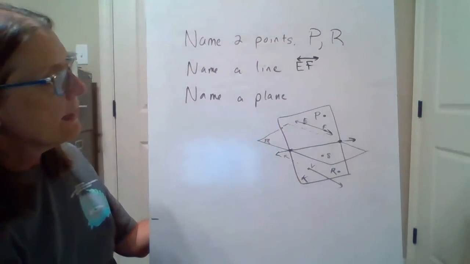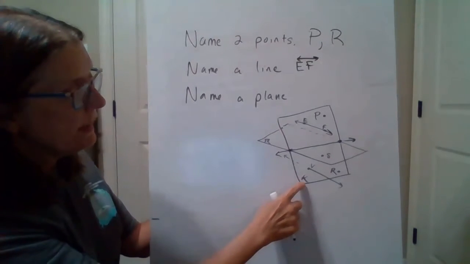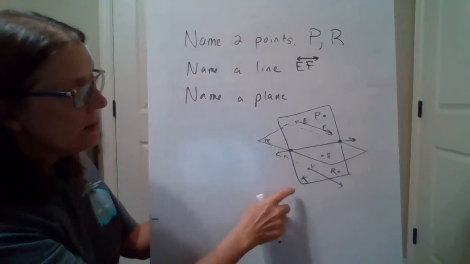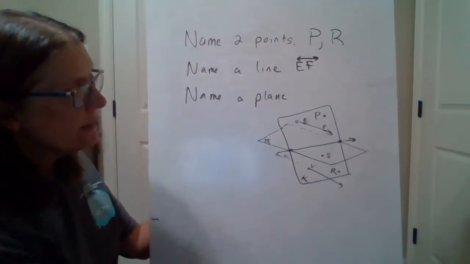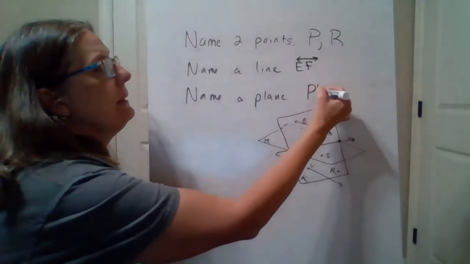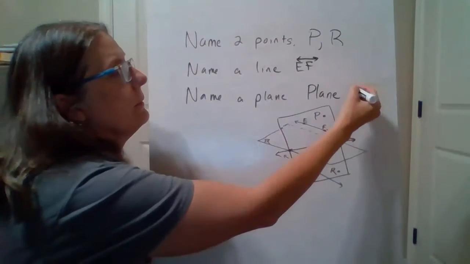And then name a plane. I see 2 planes. So I can either name this one plane K, or I could name that one plane M. But I could also take any 3 points in plane K and name it that way. So I could say plane EFR.